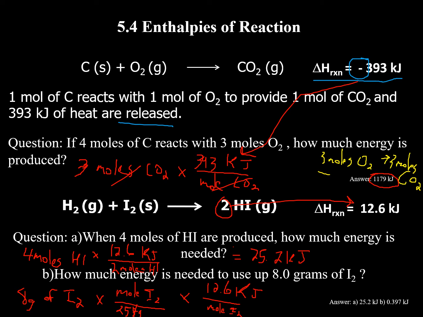The units will cancel, grams will cancel, moles will cancel. We're left with 12.6 kilojoules on top. When you multiply everything out, you get 0.397 kilojoules.